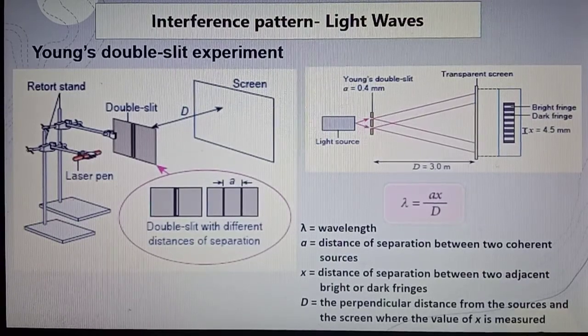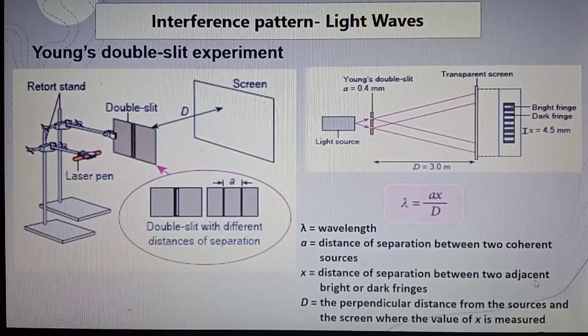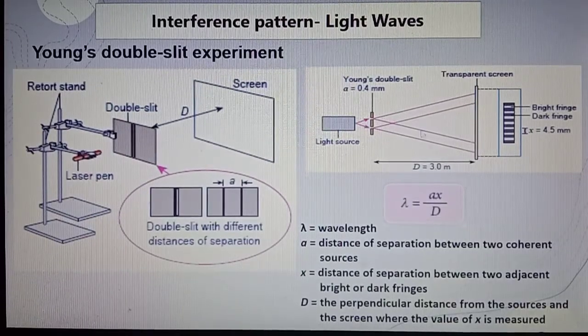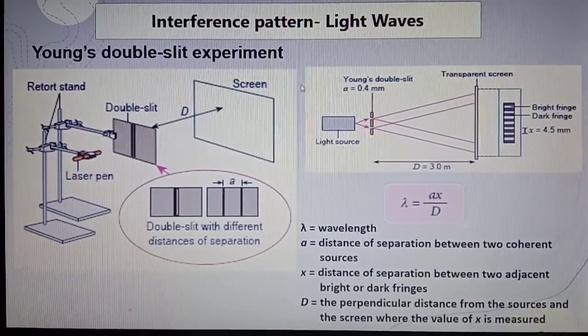For the interference of light, lambda is the wavelength. a we can define as the distance or separation between two coherent sources or two slits. x is the distance or separation between two adjacent bright or dark fringes. D is the perpendicular distance from the source to the screen where the value of x is measured. Okay, so this is interference of light waves.